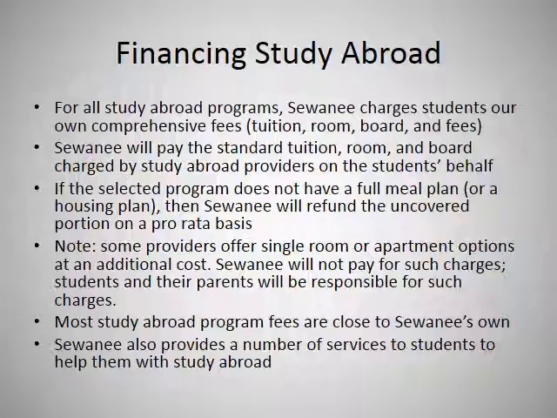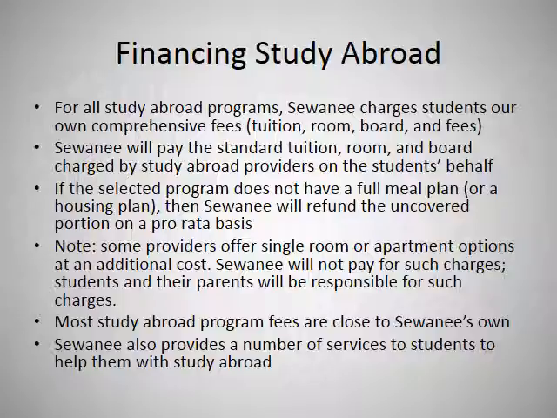In some cases, a study abroad provider will not provide housing. In those cases, we would refund the full board, the full room expense to the families, so they'd have that money free to give to the student for that cost. There are also some providers that allow for apartment style living or singles rather than a standard double. Sewanee will pay for the standard room allotment, but if a student chooses to have a higher level of room situation, such as an apartment or a single, at an additional expense, the families will be responsible for covering that expense.